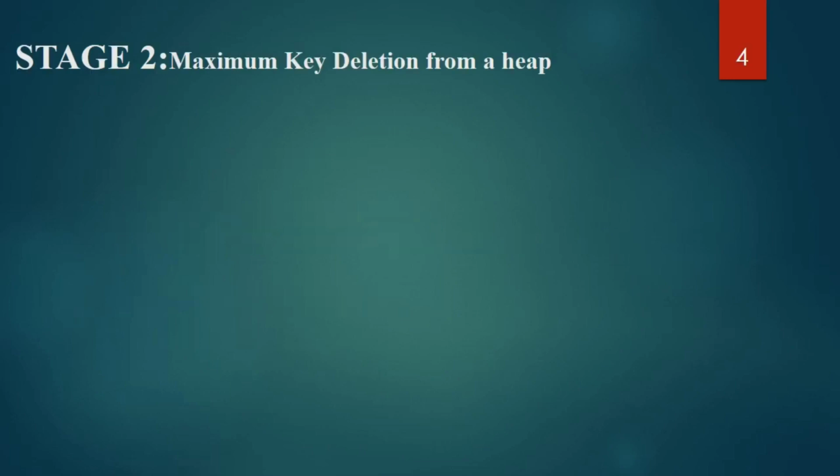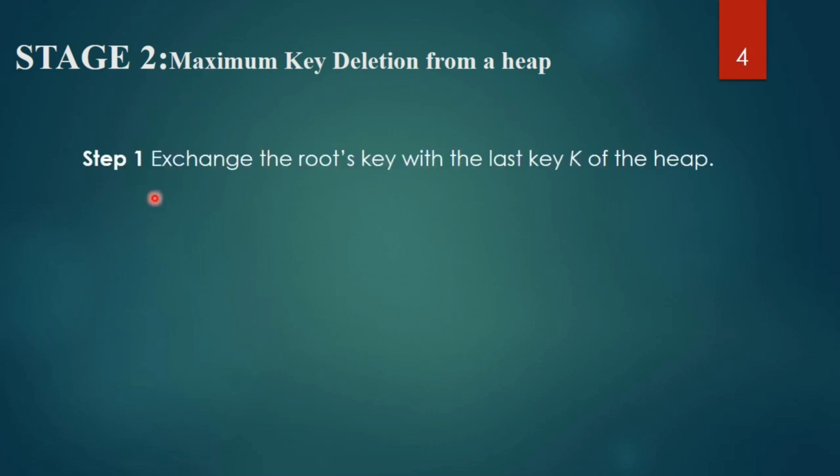Let's understand stage 2. Stage 2 is nothing but maximum key deletion from a heap. What's the first step involved in stage 2? Exchange the root's key with the last key k of the heap. You have to exchange what? The root's key, that is the largest element, if it is a max heap, with the last key.